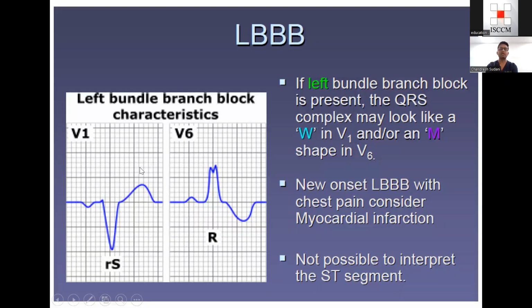Remember this one thing: W in V1 and M pattern in V6. This is a golden rule which is applicable to find out whether the ECG has an LBBB pattern or not. And if it is a new onset LBBB, you should always consider myocardial infarction. Because of this, sometimes it is not possible to interpret the ST segment properly.